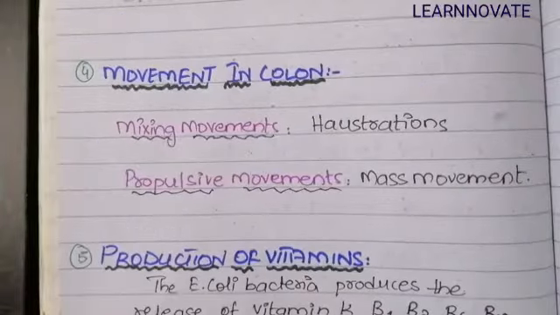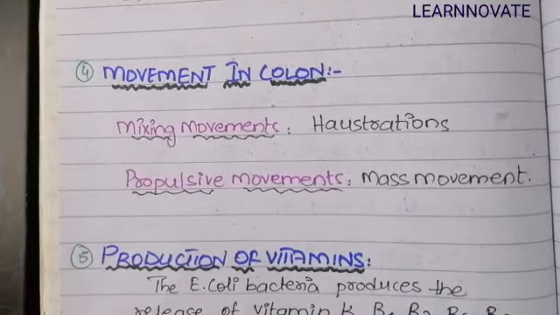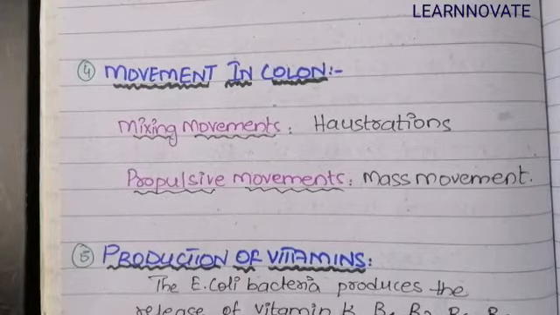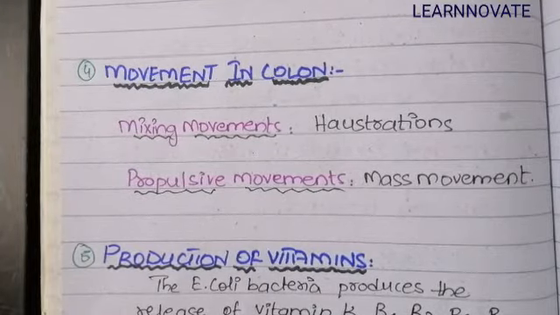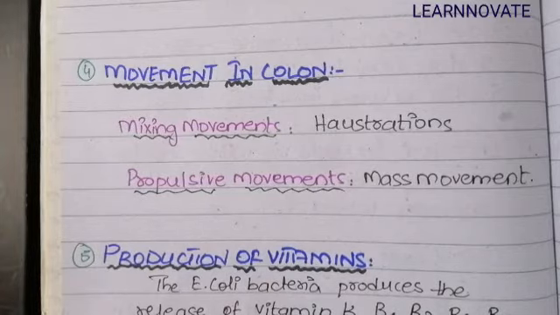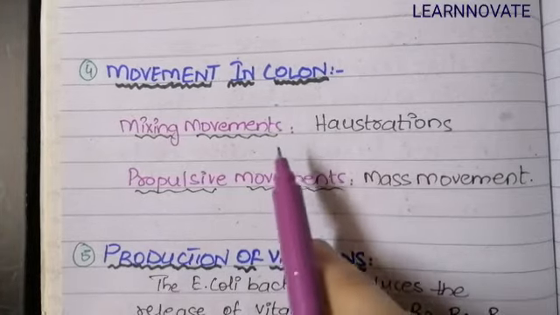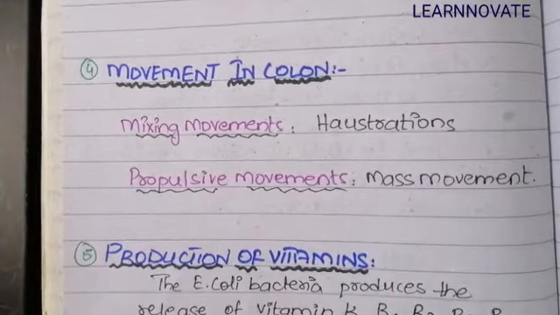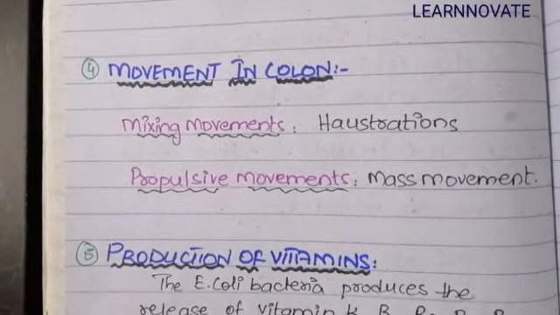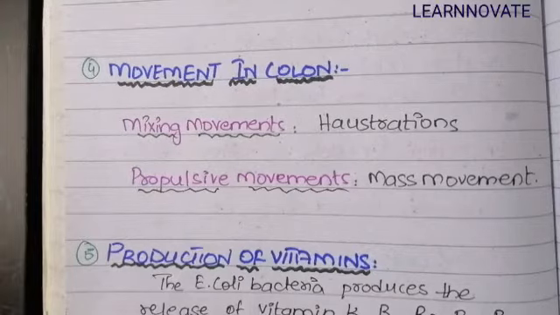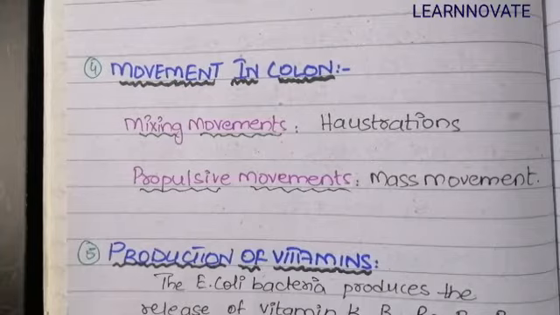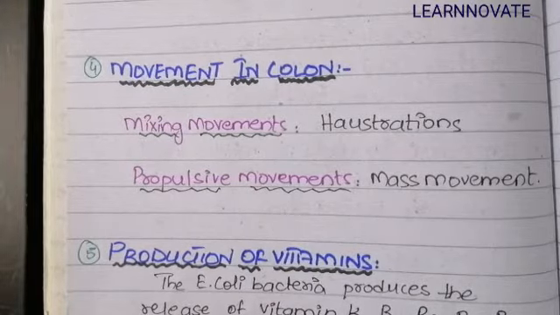Now we can see the movements present in the large intestine. There are 2 basic movements in both the large and the small intestine: the mixing movement and the propulsive movement. The mixing movement in the large intestine is called haustration. A large number of haustra are formed, and there is a mixing of the chyme with the digestive food, with the bacterial secretion and with the mucus. Mostly mucus is present in the large intestine. No digestive enzymes are present here.